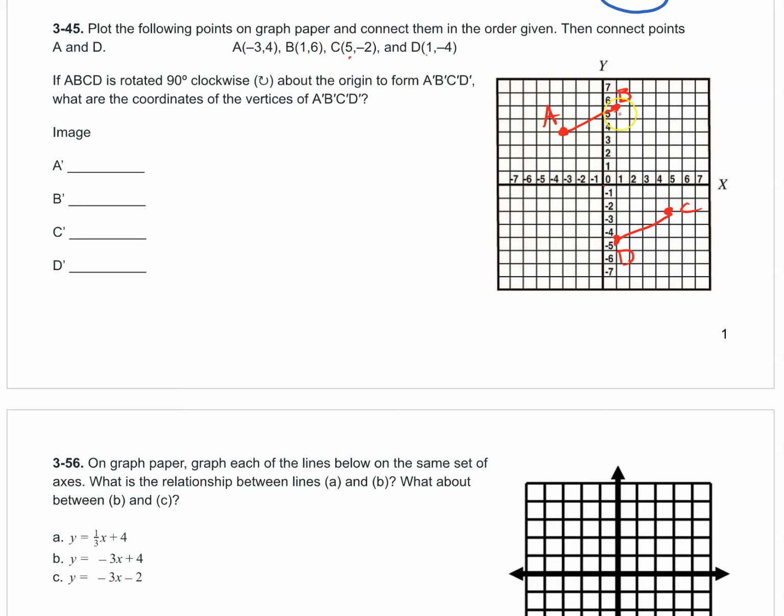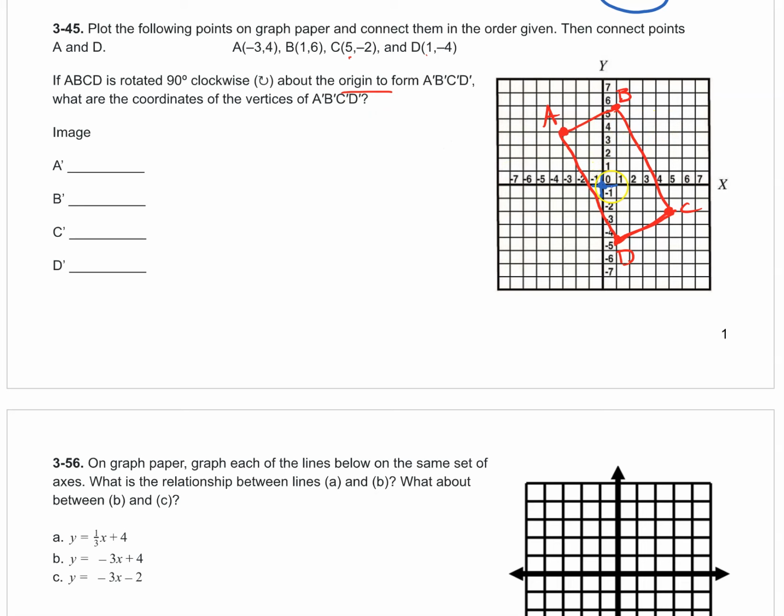Connect them in the order they're given. So connect A to B, B to C, C to D. And then you can kind of see that if you go back to A, this is a rectangle. A crooked rectangle. All right, if ABCD is rotated 90 degrees clockwise about the origin, so here is where you draw your plus sign. What are the coordinates of the vertices of A prime, B prime, C prime, D prime?